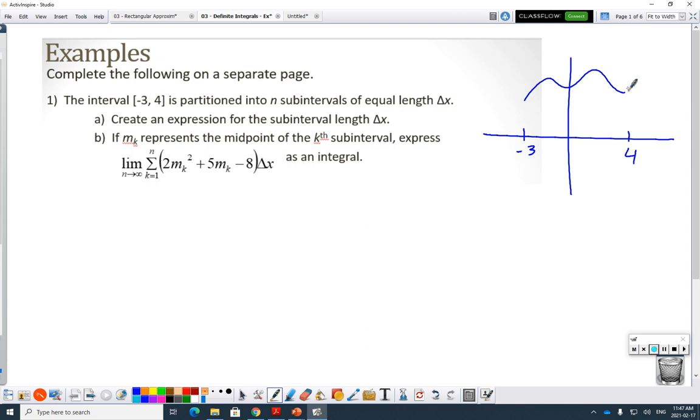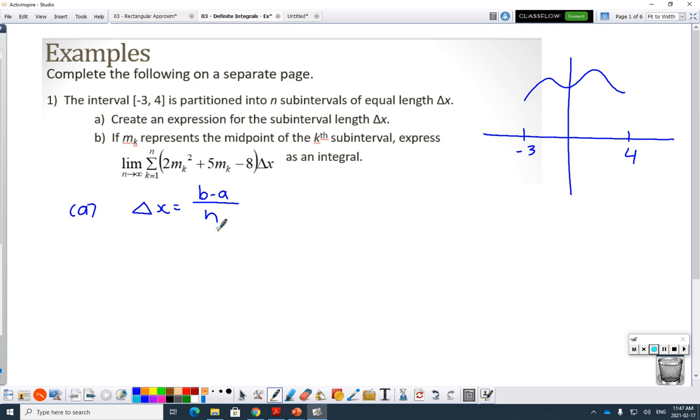Create an expression for the subinterval length delta x. So if I want to find delta x, which is the width of each of these subintervals, I'm going to say, let's make them all the same size. After all that, yada, yada, yada, you can make them whatever size you want. Why would you make your life that difficult? Let's make them all the same size. And here's the fancy formula. To find delta x, find the width of the interval by going b minus a, and then divide by how many intervals you want.